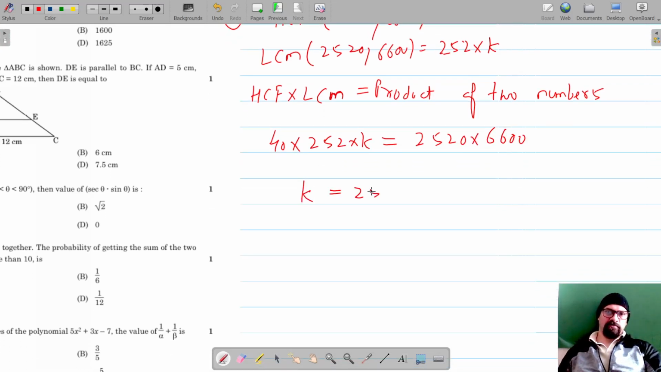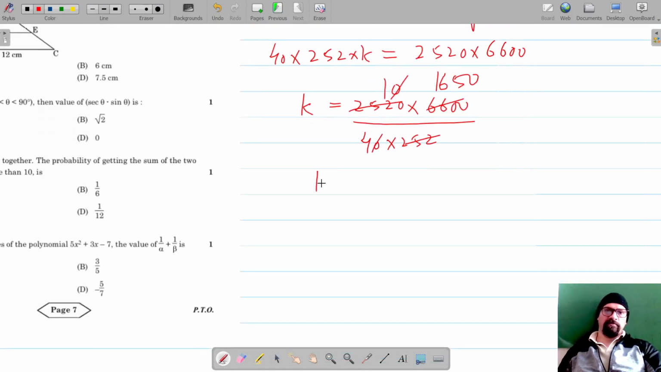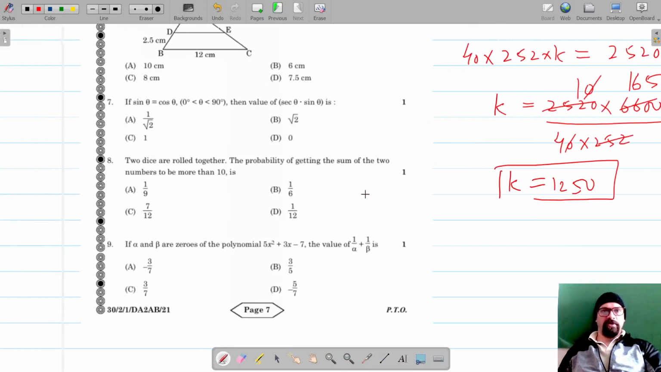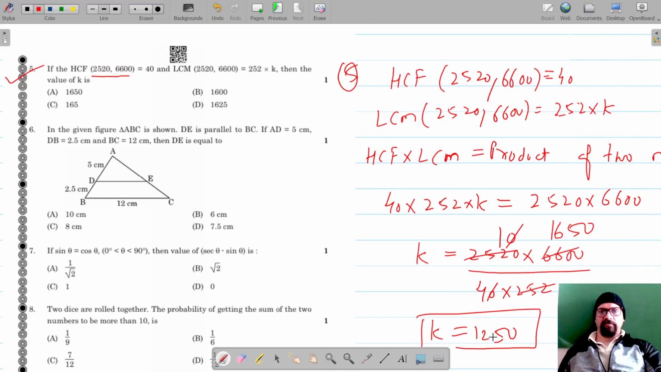So K is equal to 2520 into 6600 divided by 40 into 252. So this is 10, and 4 on the 4, 6 4s are 24, 50. So the value of K is 1650. So that means our correct option is option A.